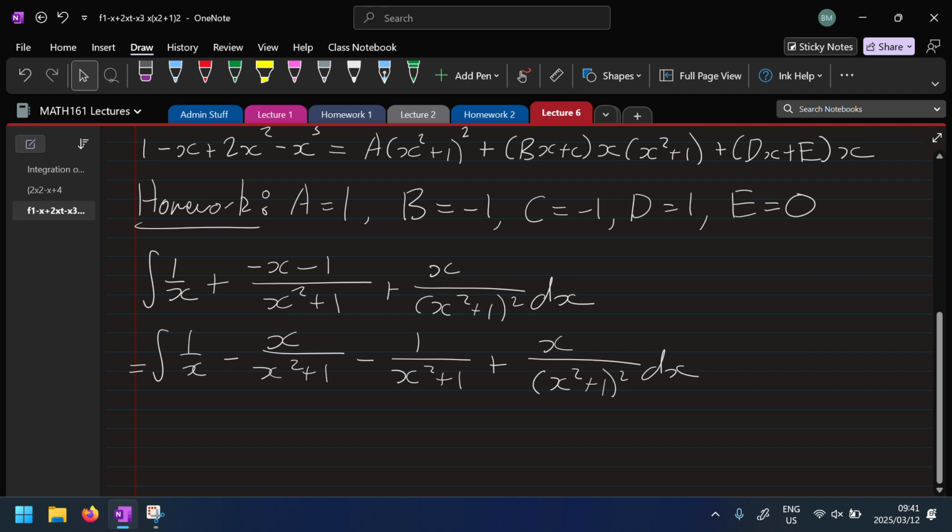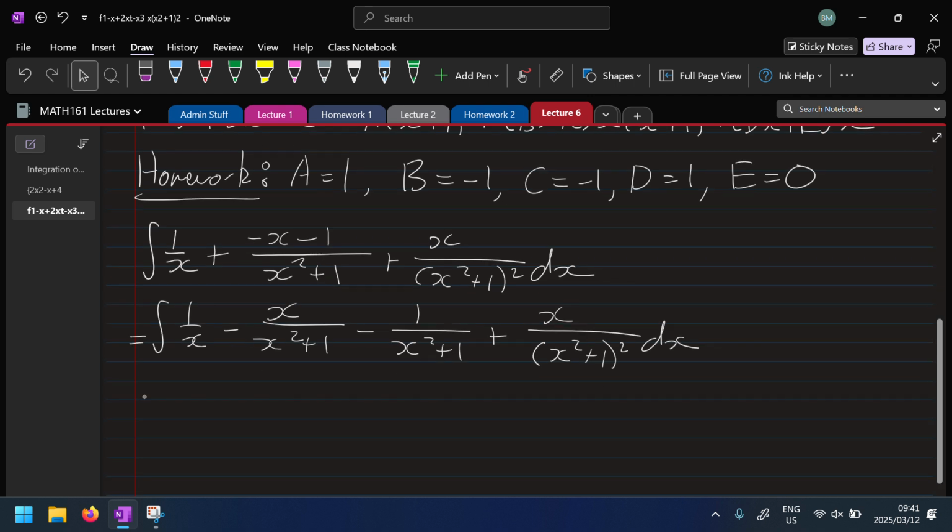Okay, let's go through them again. So 1 over x, that's natural log, easy. If we let u be x squared plus 1, du will be 2x. We can take care of that, easy. This is arctan of x, easy. If we let u be x squared, du is 2x. That takes care of the top, easy. Okay, so nothing complicated now. We can just put down the answers.